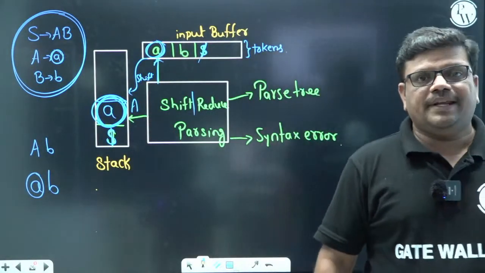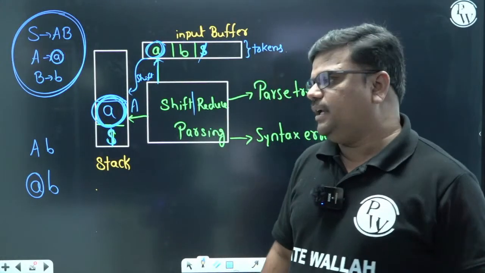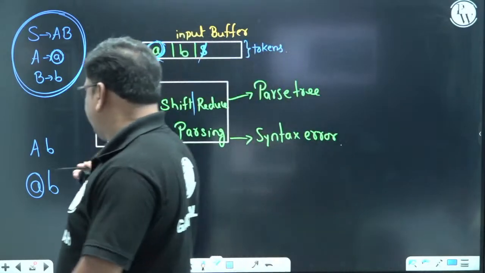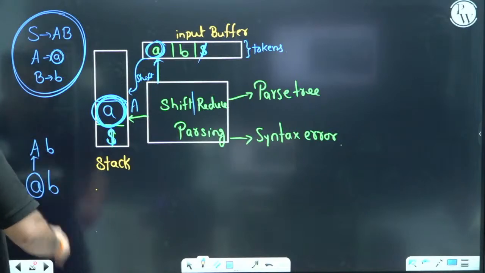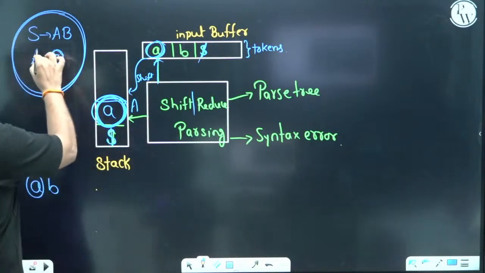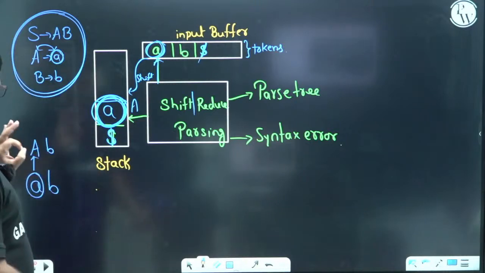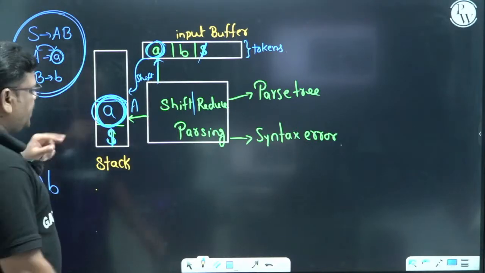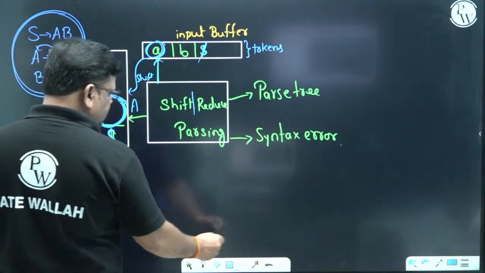Whenever handle is there, handle is replaced by which symbol? Tell me. This is the common thing. Whenever we have handle, handle will be replaced by the left hand side non-terminal. This is called reduce. That's all. Nothing else will be there. So whenever we have a handle, this handle will be replaced by its corresponding non-terminal.